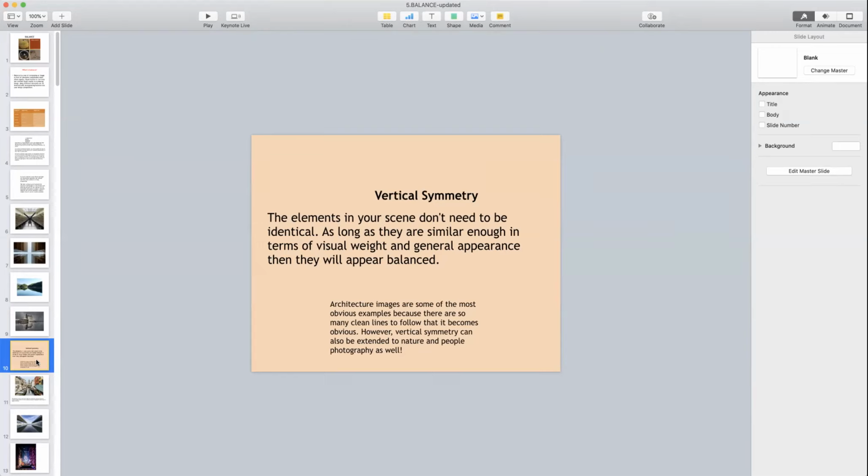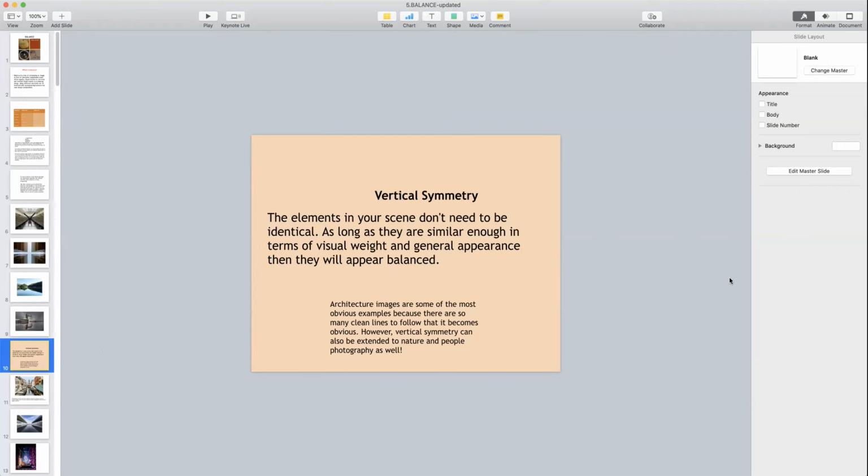Like all of you, if you cut from the center, your hairstyle on the left side is not exactly the hairstyle on the right side, but the rest of your body would be exactly the same. So when you cut the head from the center, we call it more or less the same, because most of the time the hairstyle is parted on one side. So elements in your scene do not need to be identical as long as they are similar enough in terms of visual weight. ये बात करेंगे हम visual weight की, क्या चक्कर है visual weight जो है, and general appearance, then they will appear balanced.